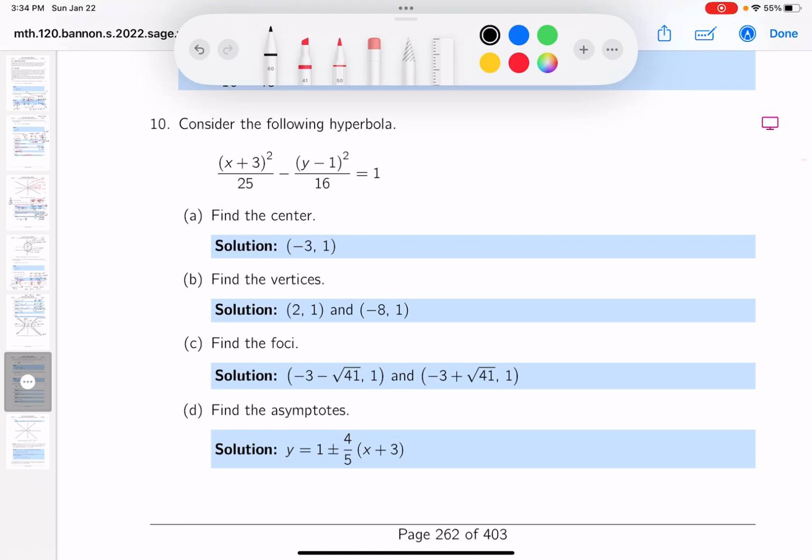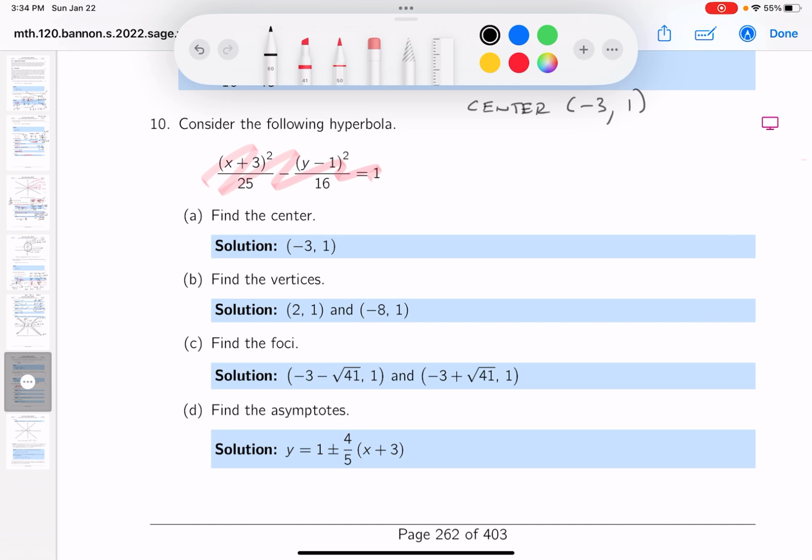Okay, it's a hyperbola in standard form. It should be easy to read it, and I'm going to put down the center first because I think it's the easiest thing to do, and then we'll work our way through the problem. So the center is going to be -3 and 1. Pretty simple, just by inspection. We're looking at this over here, by the way.